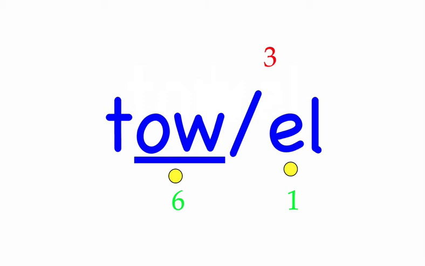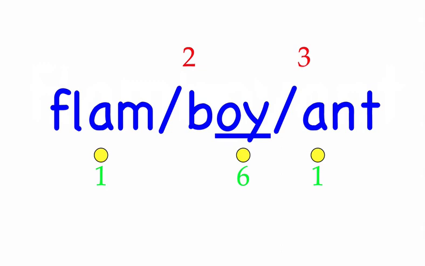Flamboyant. He is flamboyant in his manner. Flamboyant. Flam, four sounds, f, l, a, m. Boy, two sounds, b, oi. Ant, three sounds, a, n, t. Flam, boy, ant. Mark the word. Flam, boy, ant.